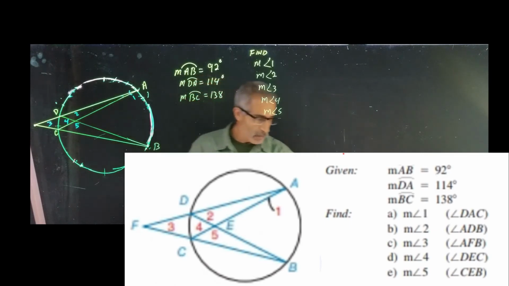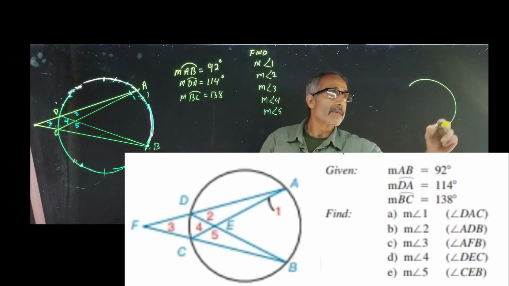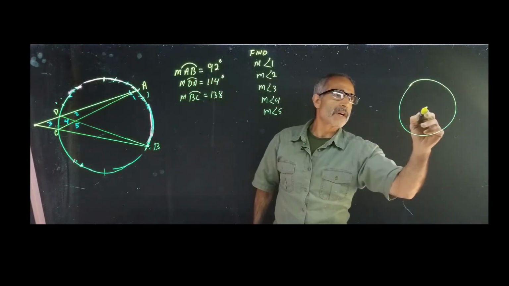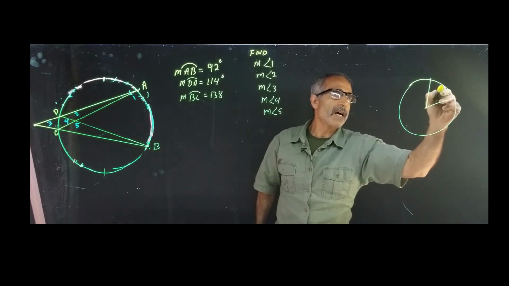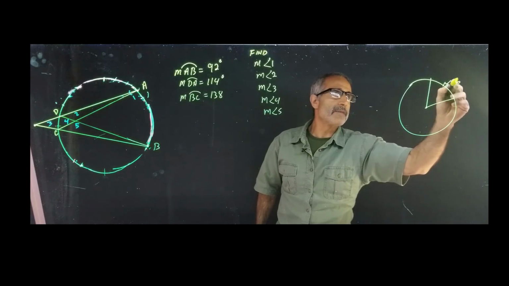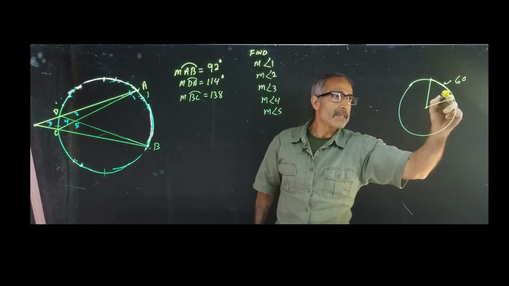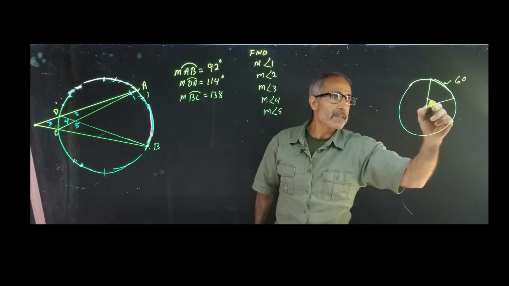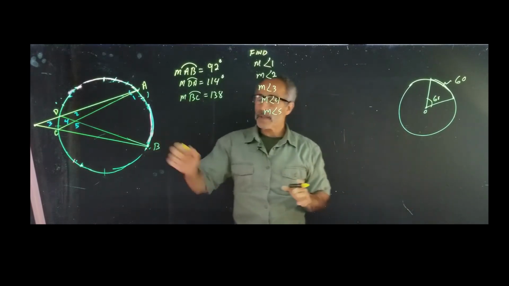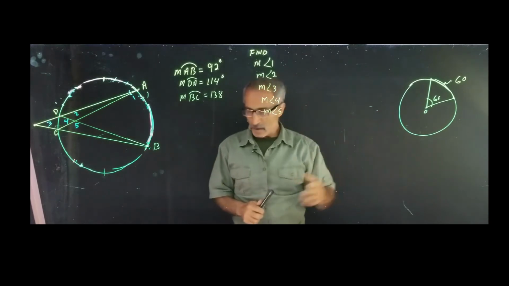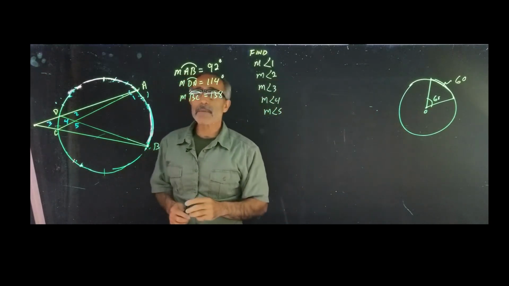Let me just draw a small circle here. If I have something like that and I have this angle going right here, and this arc right here, say, is 60 degrees, then this is 60 degrees right here, providing this is at the center. So we're going to take a look at that to our advantage. Now we're going to come back here.